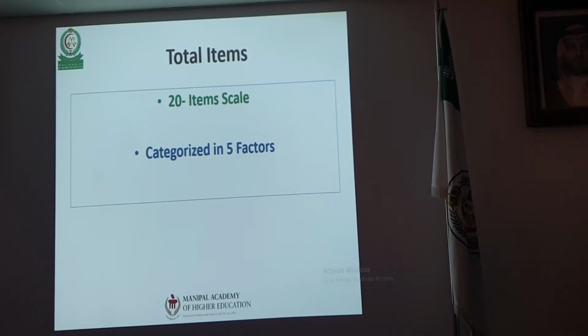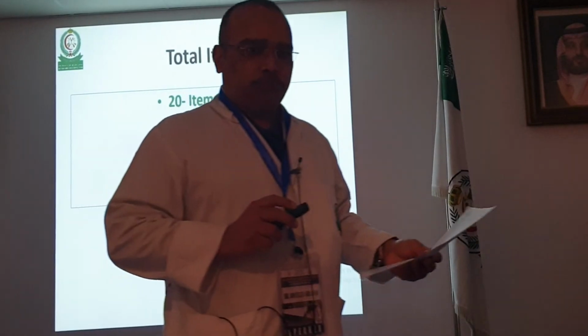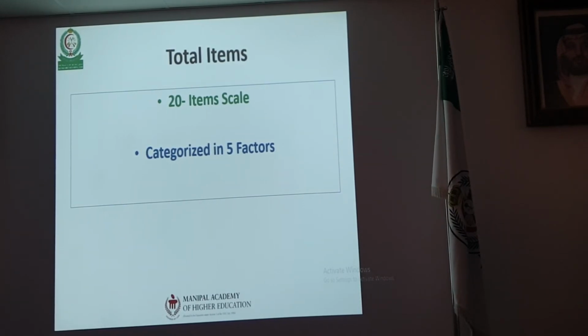When you look at these 20 items, it is described in terms of factors. So how do we see the factors? Look at your right hand side. There you will see five columns: 1, 2, 3, 4, 5. Each column indicates one factor. Clear? Each column indicates one factor.